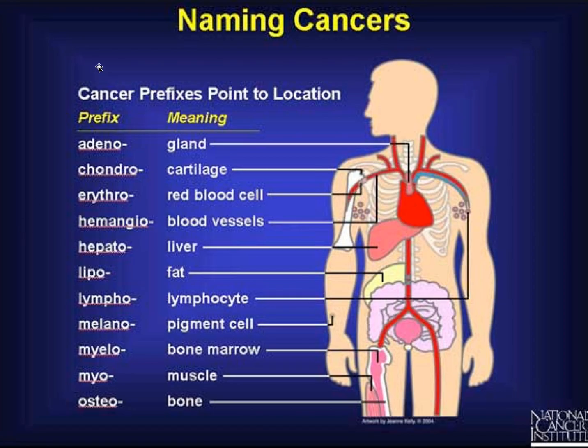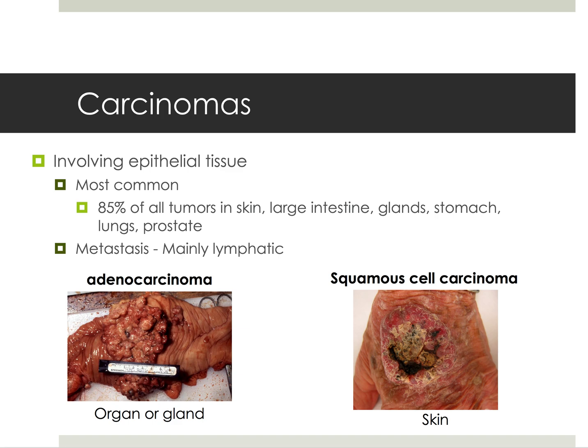All right, so here is every prefix that you've ever wanted to know and what it means. So take a look at that. And again, if you just see a prefix plus an oma, that is generally going to refer to something benign. And you can read through these. I believe in you. All right, so let's just start with carcinomas.